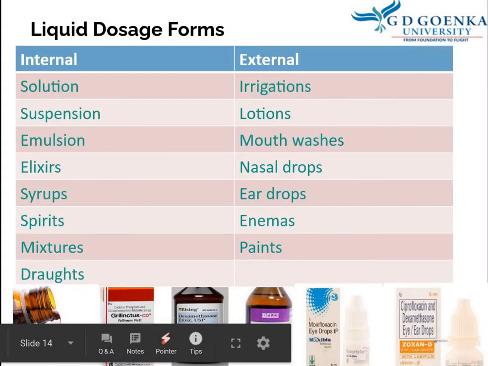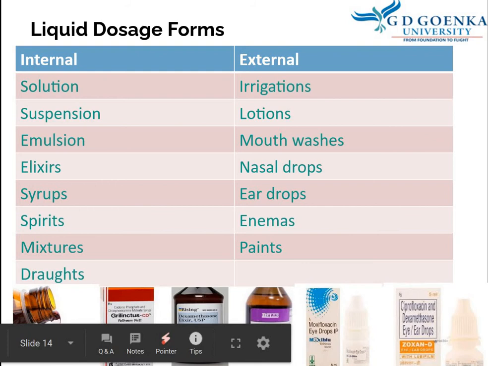Liquid dosage forms are also internal and external. Internal liquid dosage form examples are solutions. All the active drug substances which are soluble in the vehicle can be prepared as solutions. Suspensions: in case the active drug substance is not soluble in the vehicle, the particles remain suspended in the vehicle or the medium, the continuous phase.